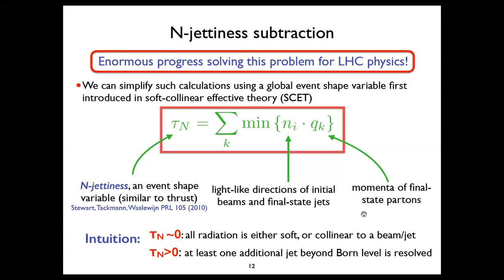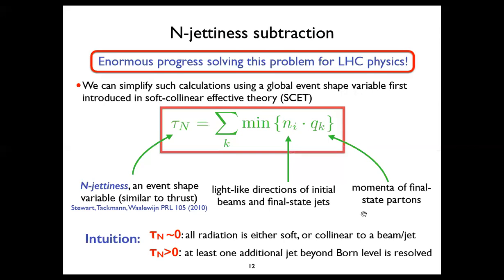The q_k denote the momentum of all final state partons. You form the dot product of these partons with all hard directions in the process, whether it be initial beam directions or final state jet directions. You minimize that. That's effectively a clustering of the partons. And you sum over this minimization of all the partons to get your value for the event shape.